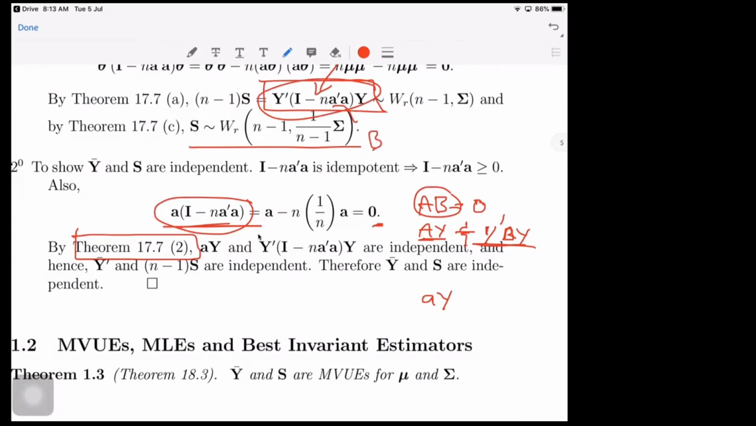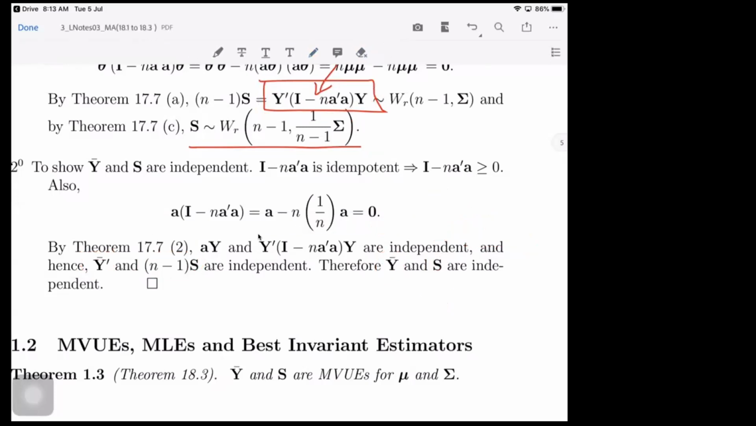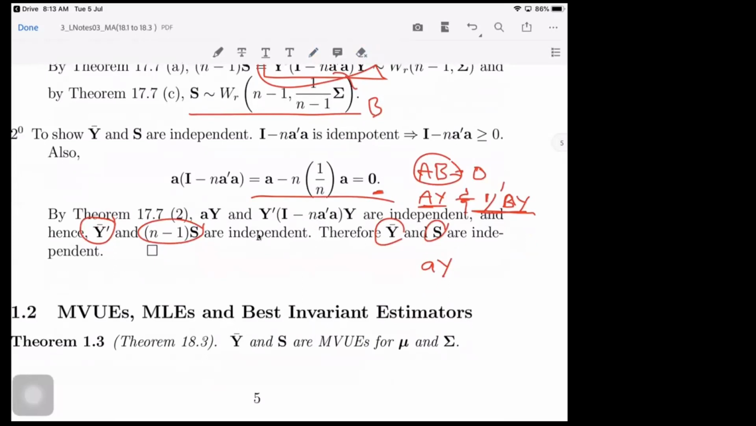So since we have shown that it is equal to 0, then the y bar and the n minus 1 S are independent. But actually in the proof, what we've shown is y bar prime, but since y bar is a function of y bar prime, y bar and S are also independent. N minus 1 S is a function of S also, and they are invertible.